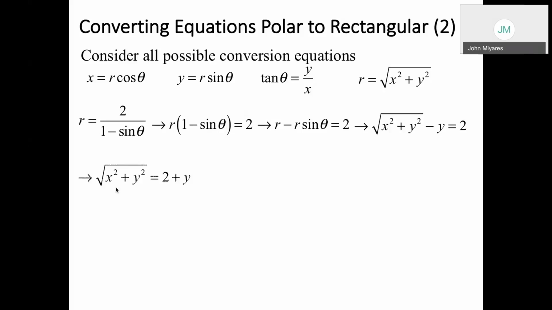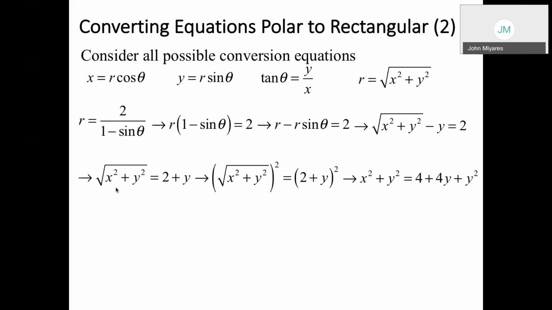So if we move the y to the other side of the equation and then square both sides, what we'll get after we expand is going to be x squared plus y squared equals 4 plus 4y plus y squared. Again, you may recognize this as the equation for some conic section. So let's move everything back over to the left-hand side to see what happens.